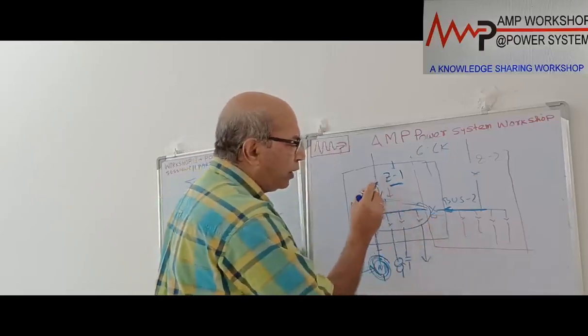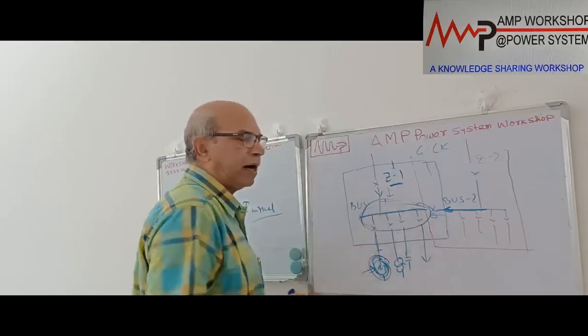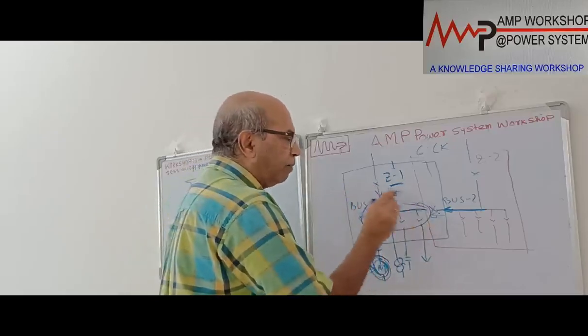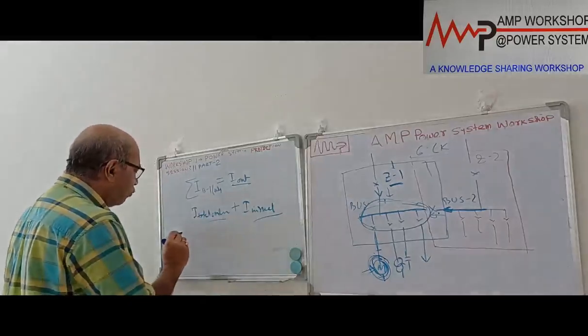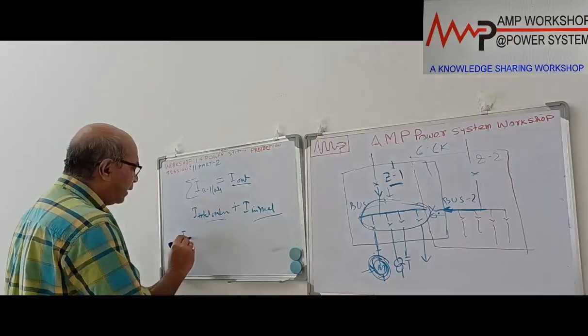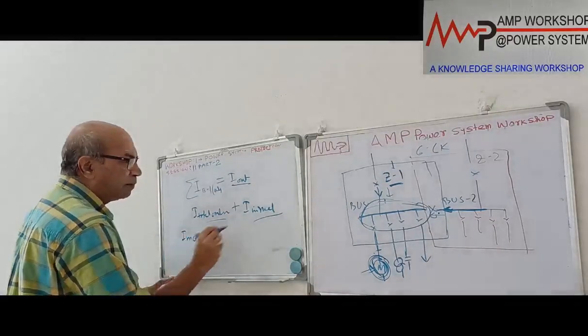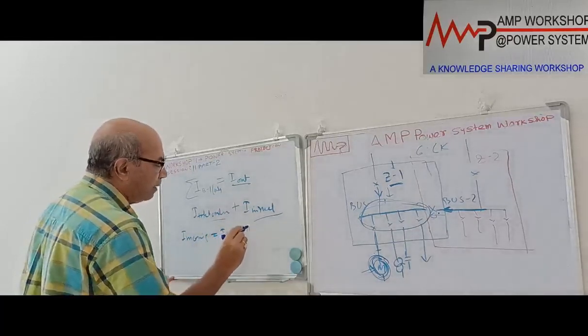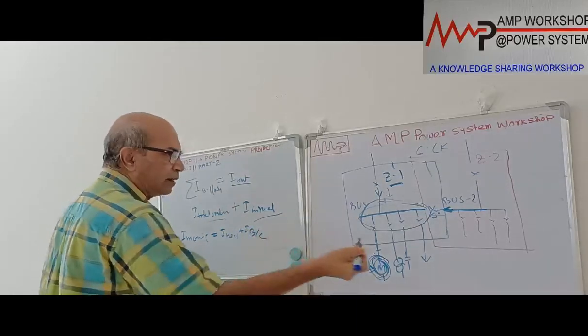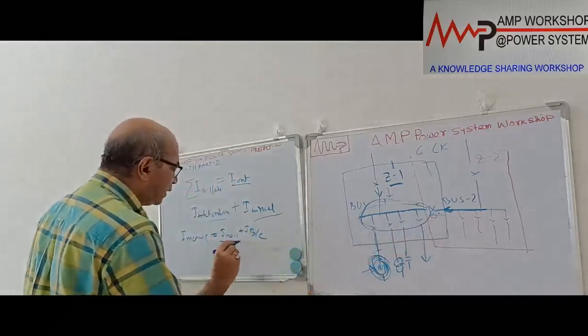Now we have to monitor how much total incoming current. This incoming current of these two, against this total outgoing current. Then we will calculate I incoming. In this particular case, I incoming is I incomer 1 plus I bus coupler. This is a certain amount of power, so we measure this current.